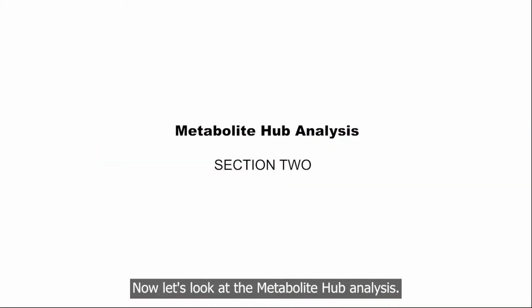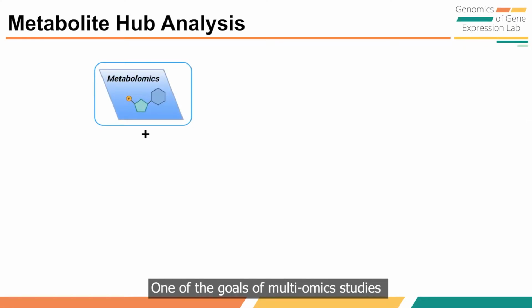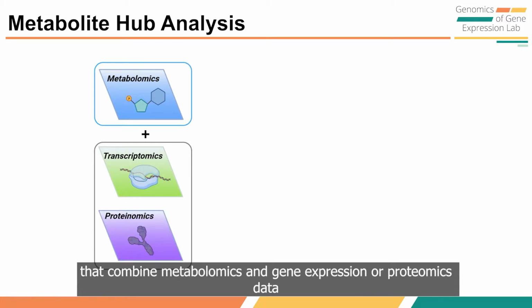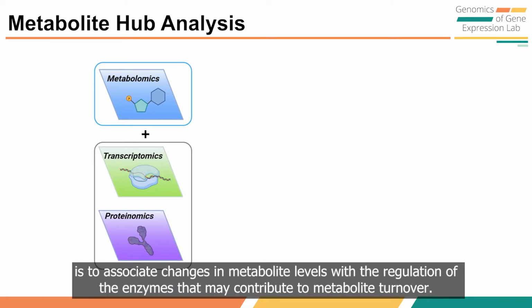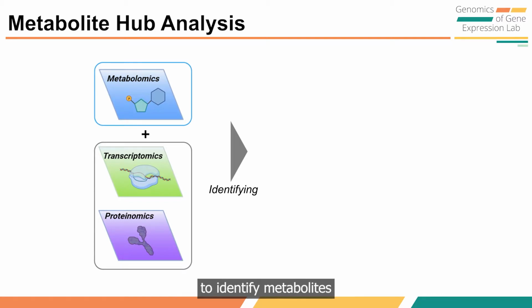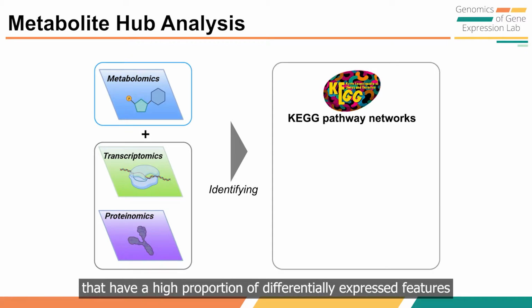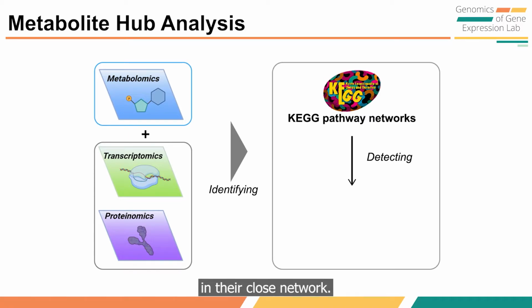Now let's look at the Metabolite Hub Analysis. One of the goals of multi-omics studies that combine metabolomics and gene expression or proteomics data is to associate changes in metabolite levels with the regulation of the enzymes that may contribute to metabolite turnover. PaintOmics 4 leverages pathway information to identify metabolites that have a high proportion of differentially expressed features in their close network.